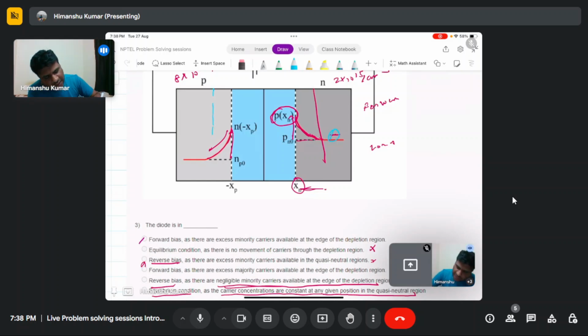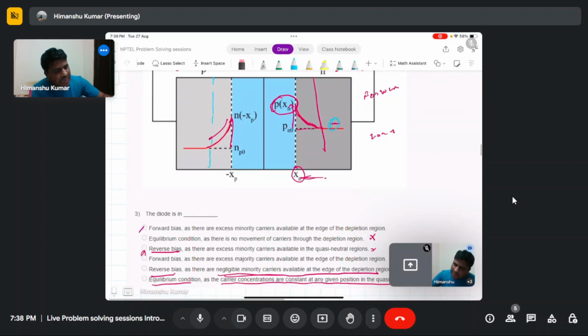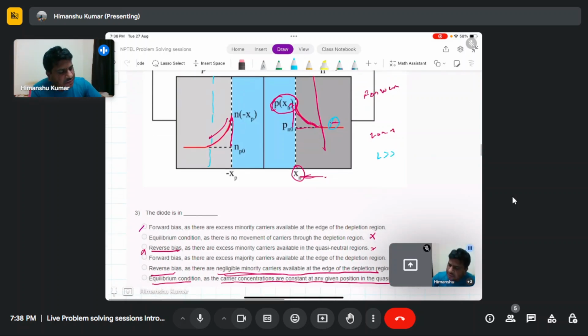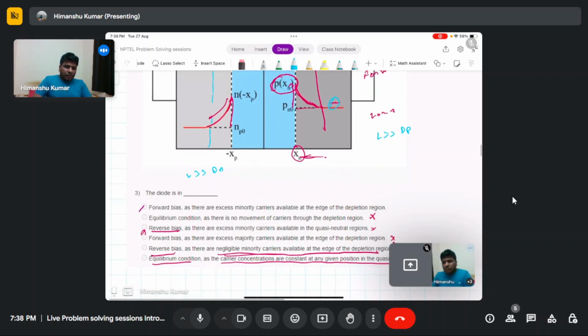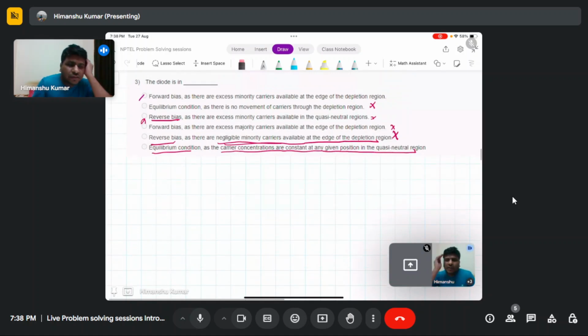So here in the long base diode, where L is much larger compared to the diffusion length, this is the diffusion length of holes in the n region. Similarly here, L is much larger in comparison to the diffusion length of electrons in the p side. So this is the answer to this question.